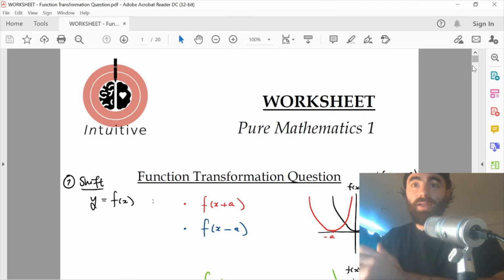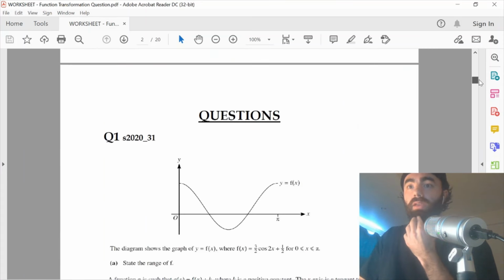But look, we have these functions and we can move them around, we can stretch them and we can flip them. We can reflect them, and that's really all this is. It's just getting you to do stuff with that.